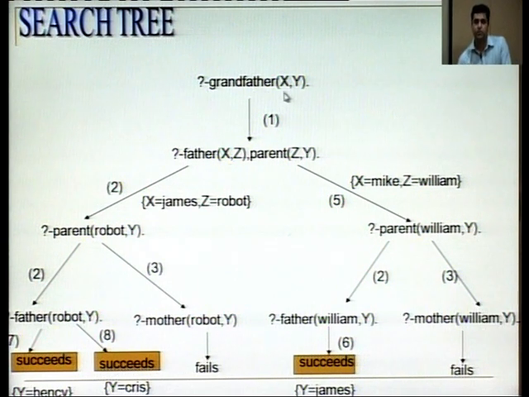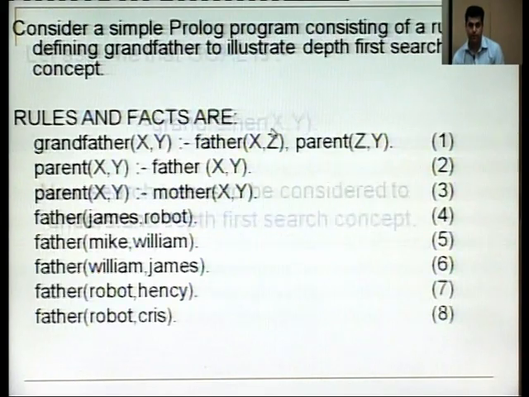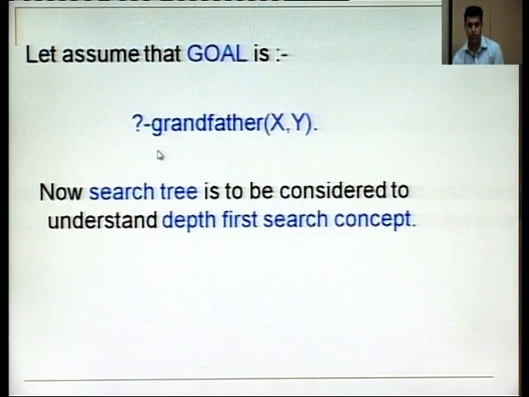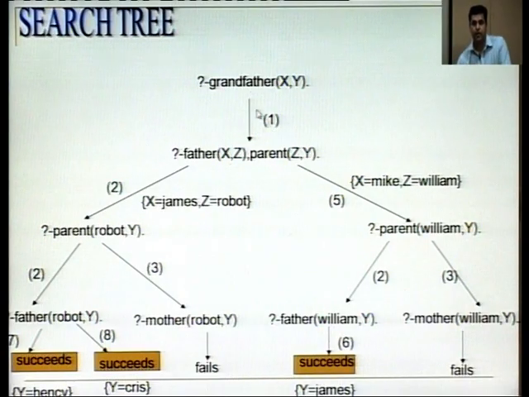Here is the search tree for this particular goal, particular query. Let me explain this. X is a grandfather of Y. Obviously, it is matched with the clause number 1 of your program. Where is the program? This is the clause number 1, grandfather(X, Y). There is no other rule or fact having the same head. So, it is matched with this one. Then it is replaced with father(X, Z), parent(Z, Y).